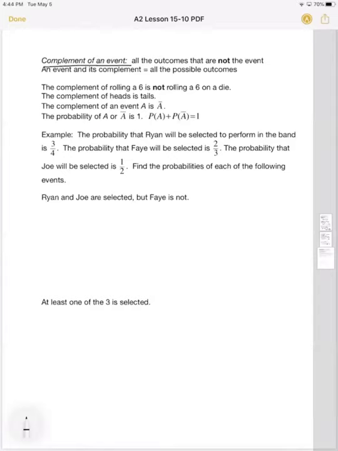The complement of event A, we make the notation A with a line over it. That means not A. The complement of event A is not A. And the probability of getting an event A or its complement is 1. Think about that. The probability of heads or the probability of tails would be 1/2 plus 1/2, which is going to be 1. So I can say then that the probability of A plus the probability of its complement is always going to be 1. Remember, plus means or.